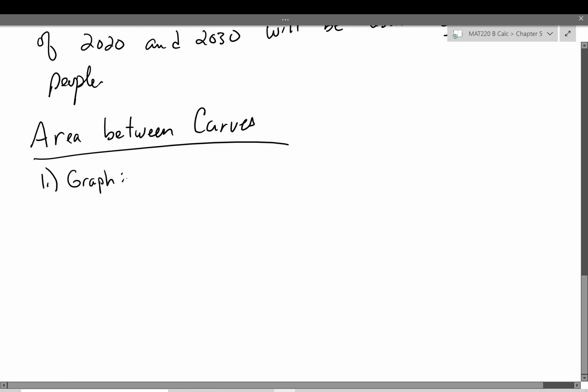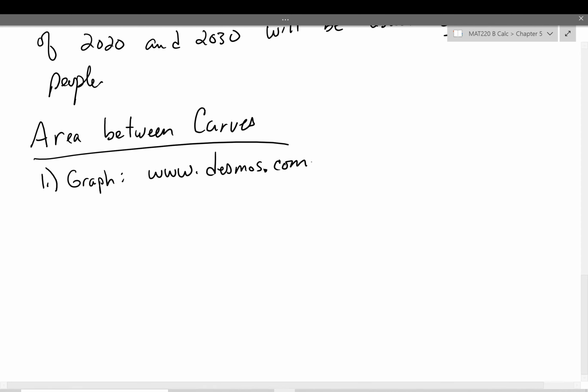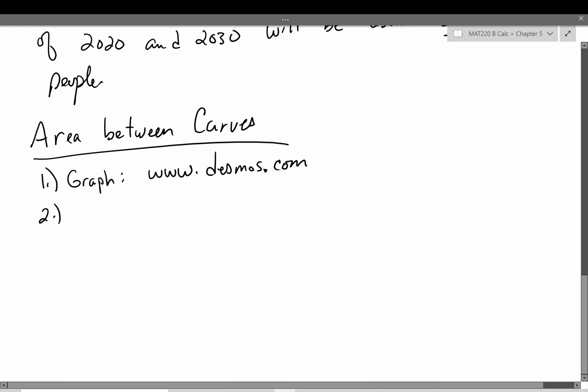Now, to help us, you can use your calculator, or you can go to this website, www.desmos.com. You can also download the app on your Android or Apple phone. The app is free, so that's great. So once you graph, the second thing you're going to want to do is label each function that you graphed. And then the third is you're going to apply this.